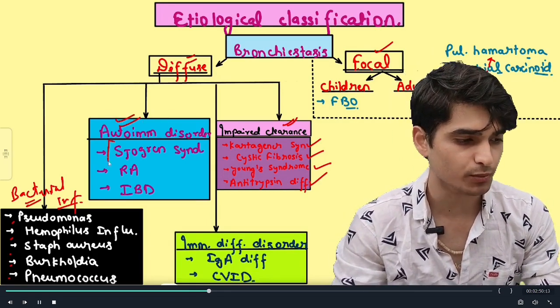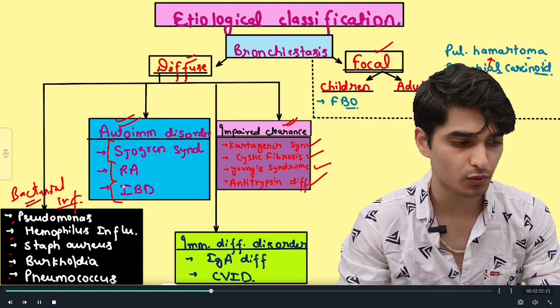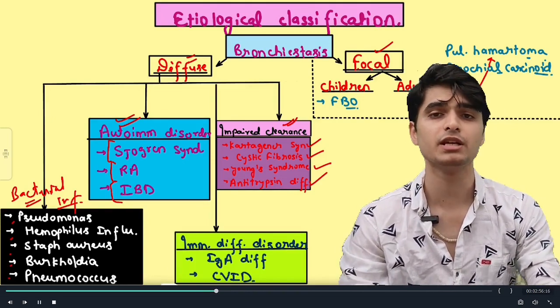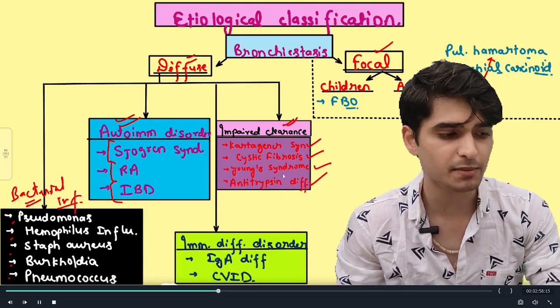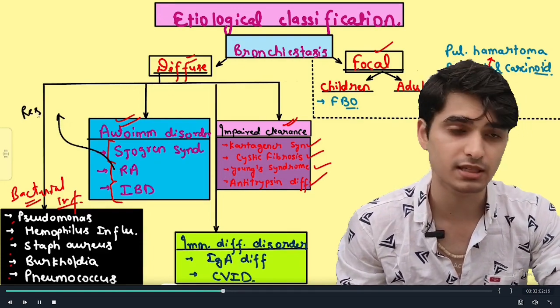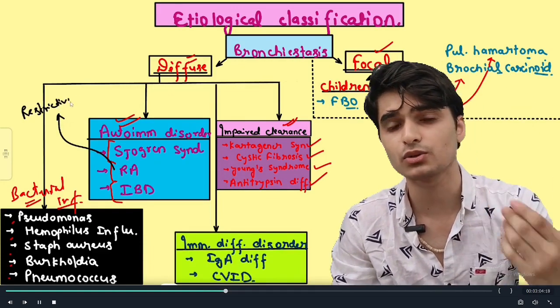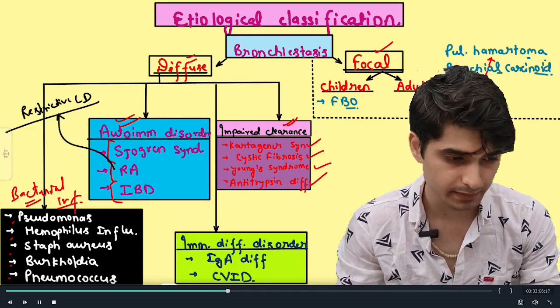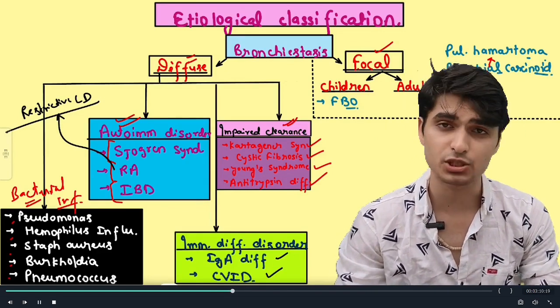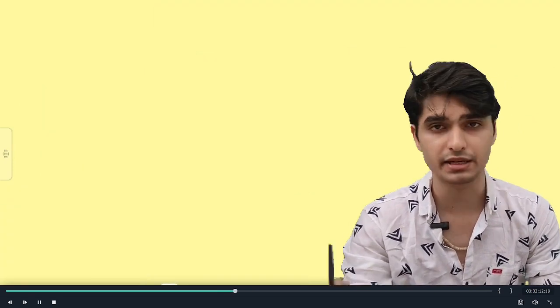And next one is autoimmune diseases such as Sjogren's syndrome, RA, rheumatoid arthritis, followed by IBD, that is inflammatory bowel disease. And these are basically your etiologies causing bronchiectasis, but these etiologies, the autoimmune disorders, can also cause restrictive lung diseases, right? And next one is basically your immunodeficiency disorders such as IgA deficiency or CVID.